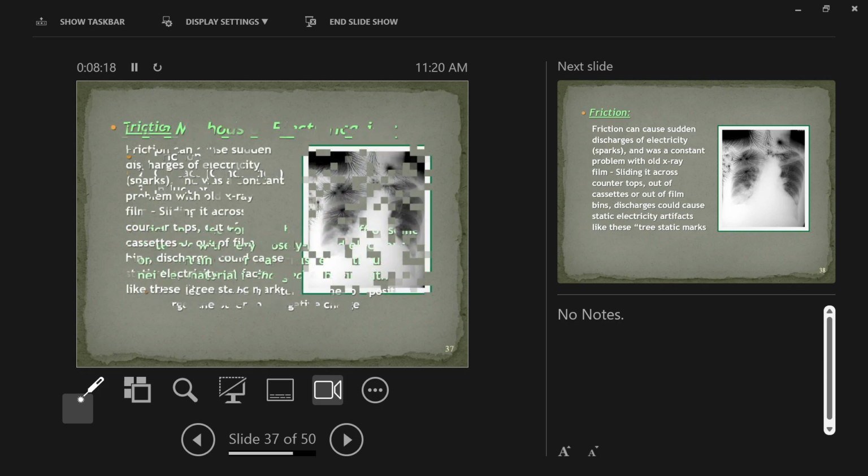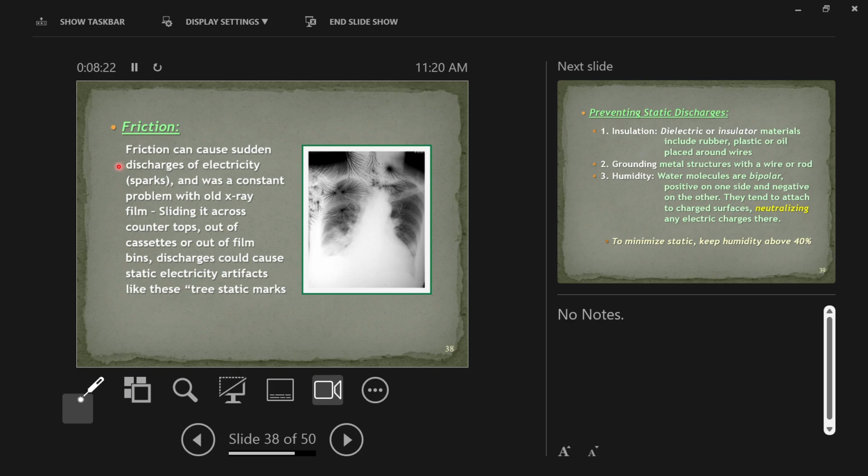Friction can cause sudden discharges of electricity, sparks, or if it's a cloud to the ground, a lightning bolt, right? It was a constant problem with old X-ray film as it moved across countertops, moved against other pieces of film, in and out of cassettes or bins. This discharge could cause static electricity artifacts called tree static marks, and they look like a little tree almost. And you can see, like on this chest X-ray, it completely ruins the radiograph. You have to repeat the radiograph, and the patient might be gone now, right? They could be, maybe they're still there, but they're not in position anymore. You can't just go reshoot the X-ray. You've got to go load another piece of film up. It's minutes later now. Redo the X-ray. All has to be done again. So this made a problem for film.